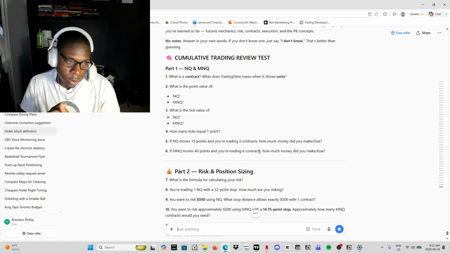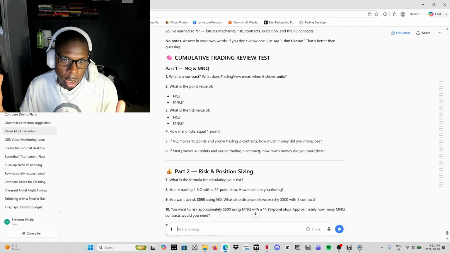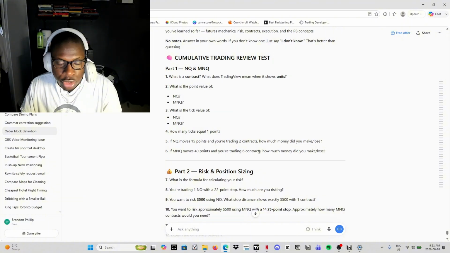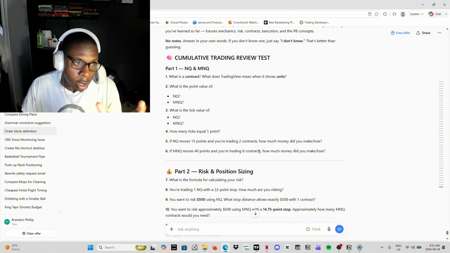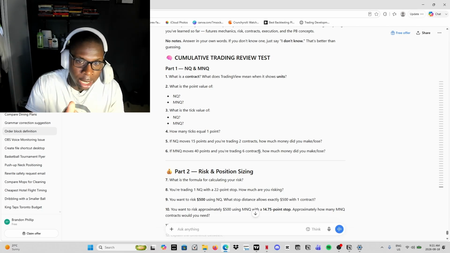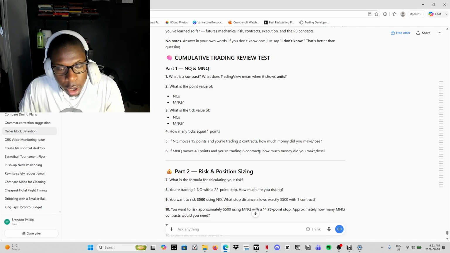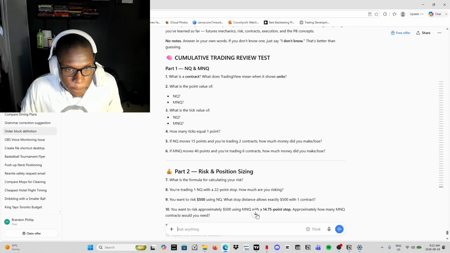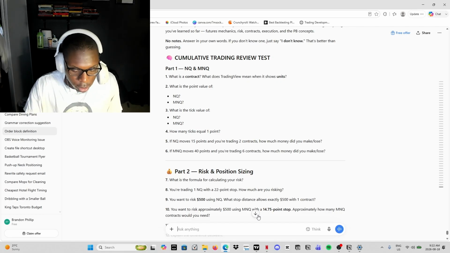Okay, so first one is this. NQ and MNQ is different. What is a contract? Contract is basically a unit of one NQ or one MNQ. Let's say it's basically a unit of a thing. Let's put it into the thing right here.